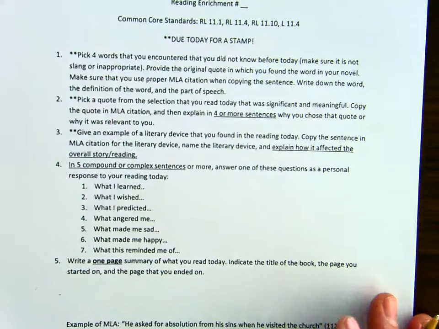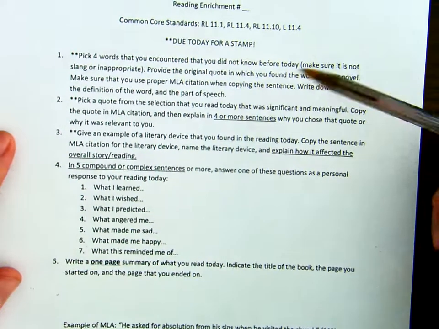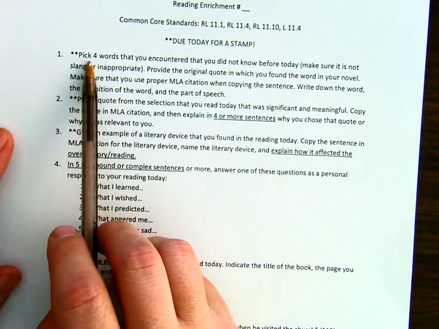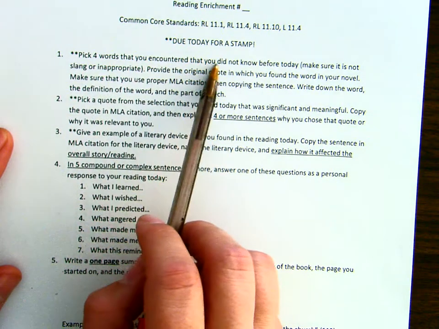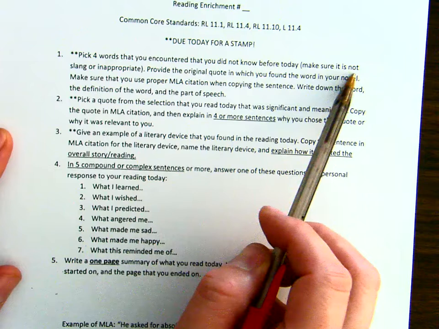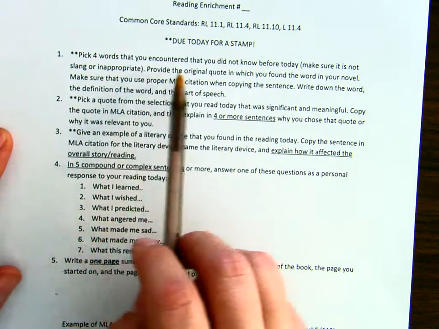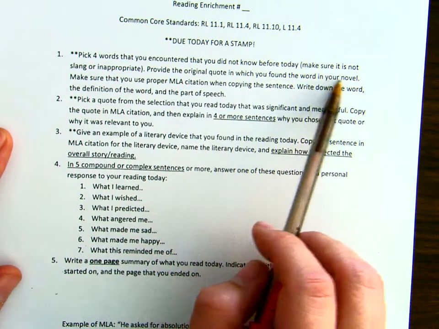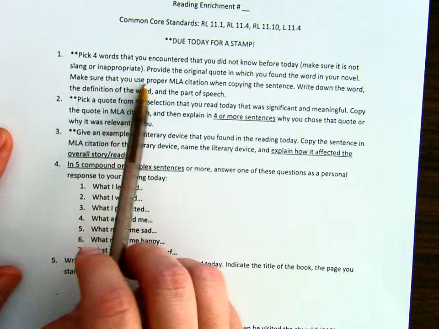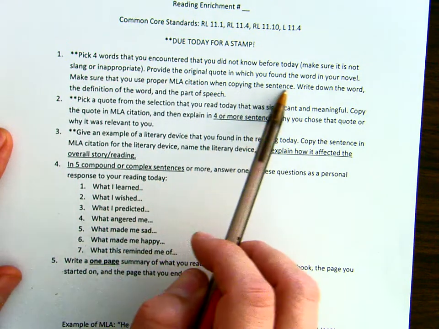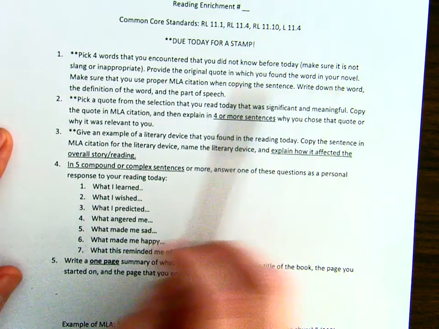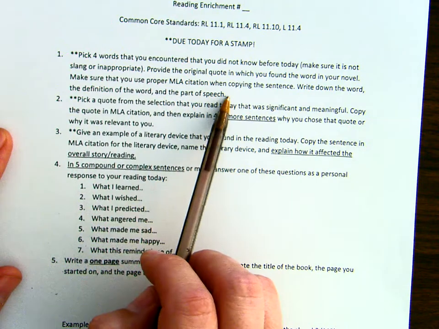Okay, if you look at your handout, there are 5 parts that you have to do. The first part says you're going to pick 4 words that you encountered that you did not know. Make sure it's not slang or inappropriate. Provide the original quote in which you found your word in the novel. Make sure that you use proper MLA citation when copying the sentence. Write down the word, the definition, and the part of speech.